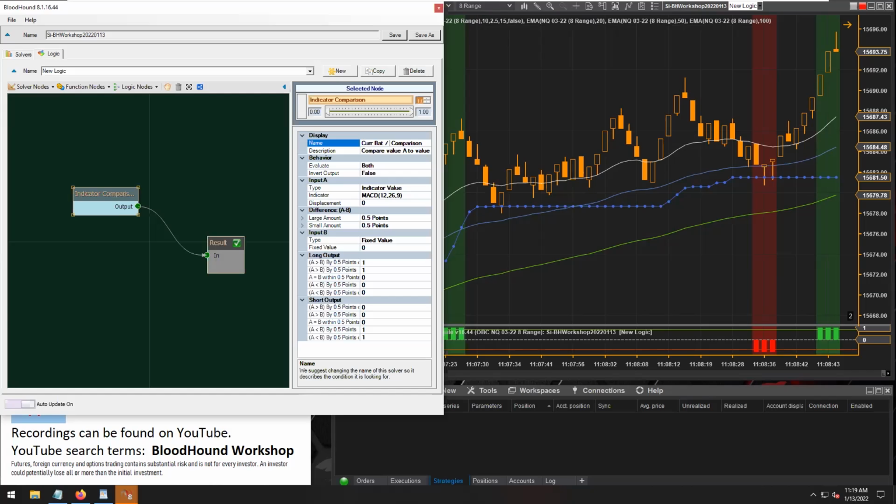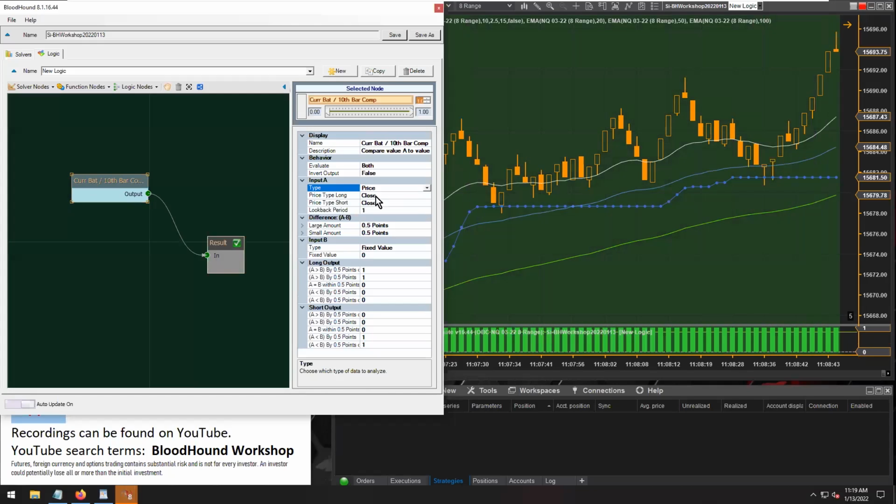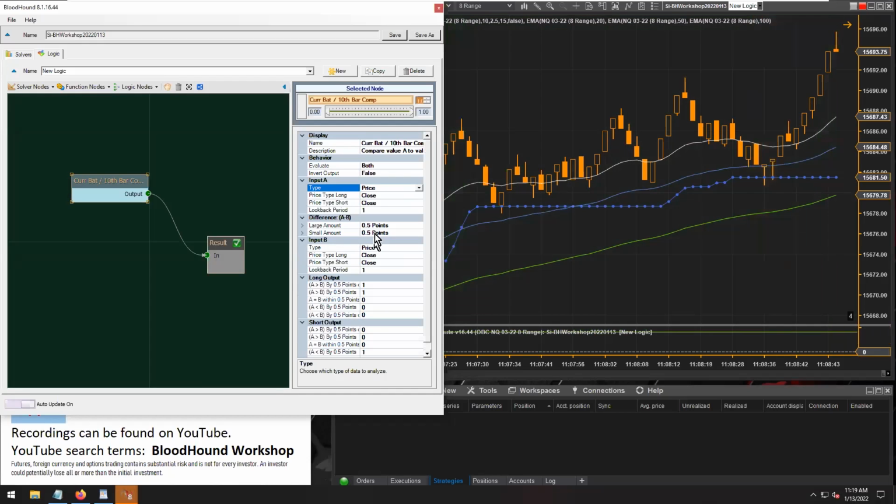versus the 10th bar back. That'll be the easiest comparison here. So both input A and input B need to be set to price. Right, so input B needs to be set to price as well.